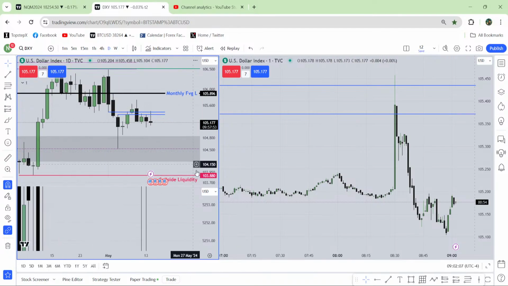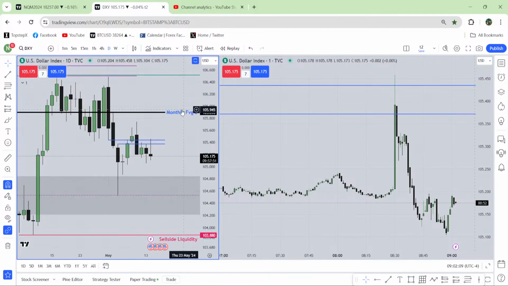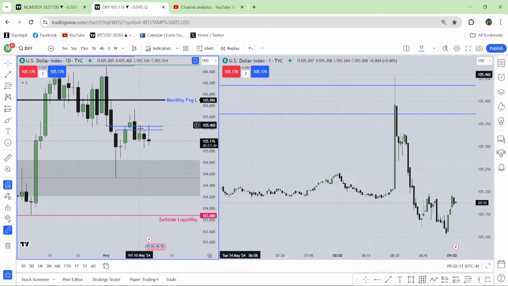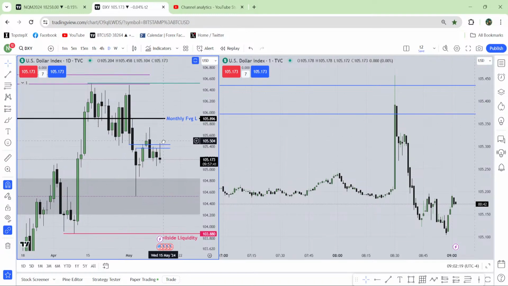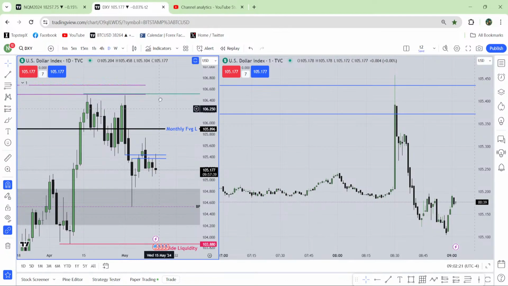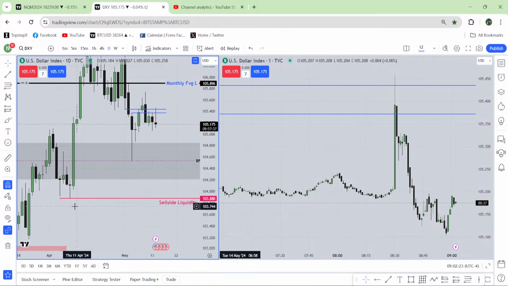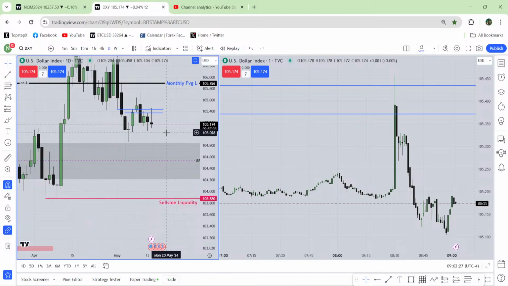Okay, over here that is the daily fair value gap. These two blue lines are the daily fair value gap. I said that if this fair value gap is broken and market closes above it, then market will go for that buy side liquidity. Otherwise, market will keep going lower for this sell side liquidity. That was my expectation. So around the news, market came here, traded that daily fair value gap, an inversion fair value gap maybe. Then it is going lower.